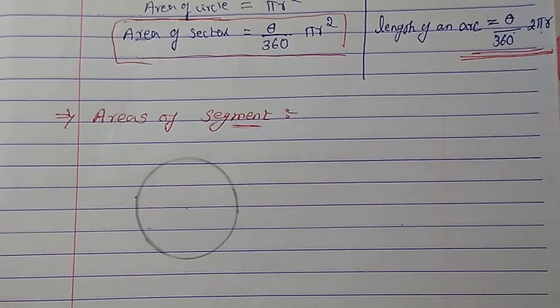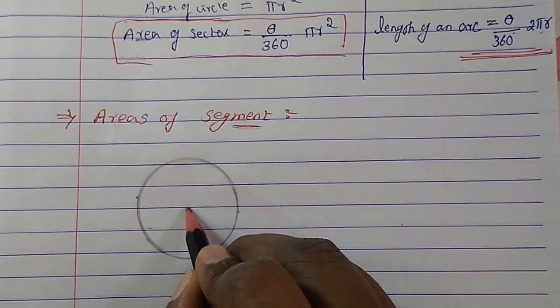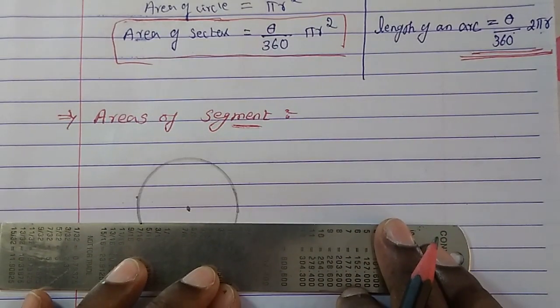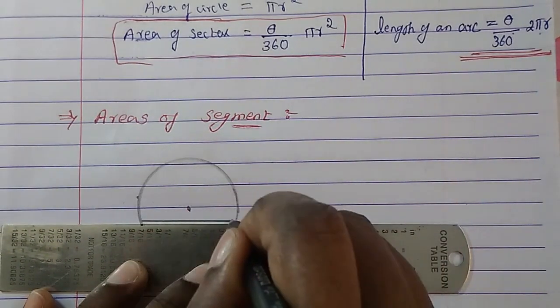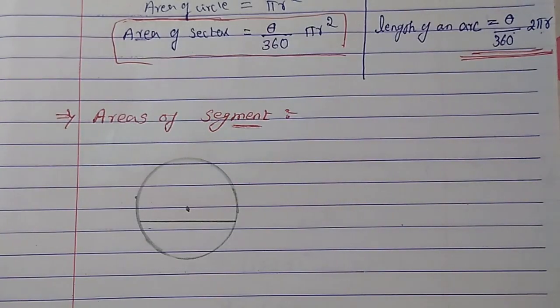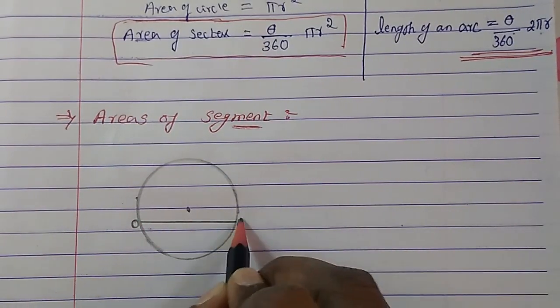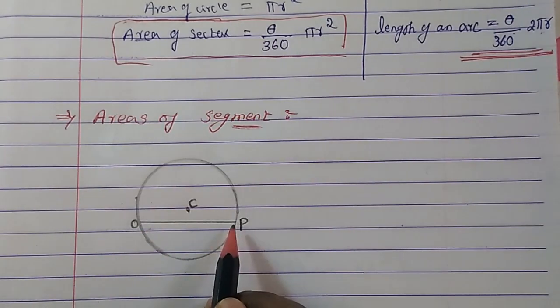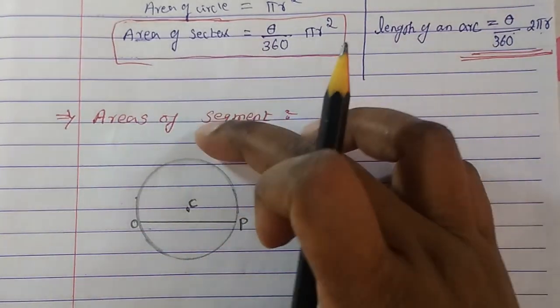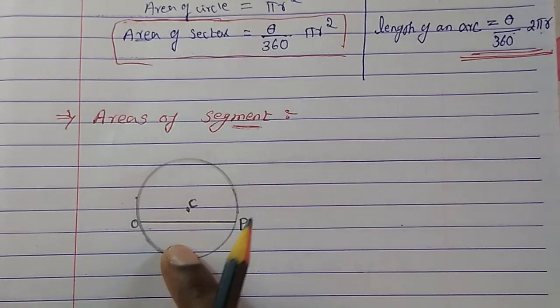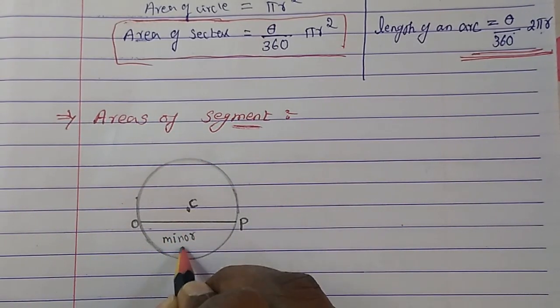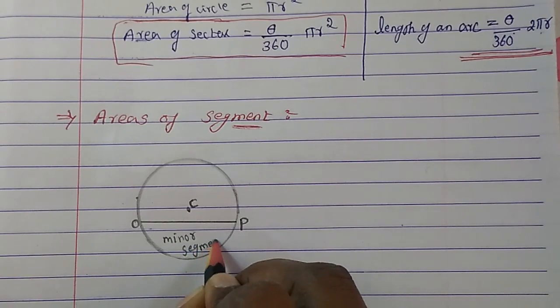Here, this is the center. So we draw a chord. Let's name it chord OP. This chord divides the circle into two parts. This is the small part, and this is the bigger part. So this becomes the minor segment.